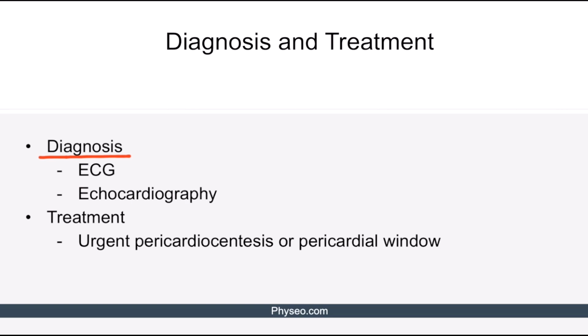And I'll show you what an ECG or an echo look like in cardiac tamponade. But first, let's finish this treatment idea. So the treatment is fairly straightforward. You need urgent pericardiocentesis or a pericardial window. And either one of those are meant to alleviate that compressive pressure from all that fluid buildup. So you want to relieve that pressure, and you've effectively treated it.